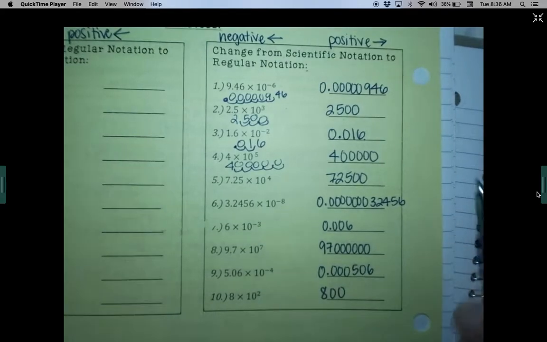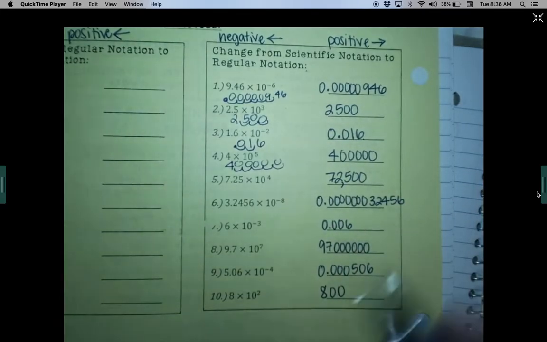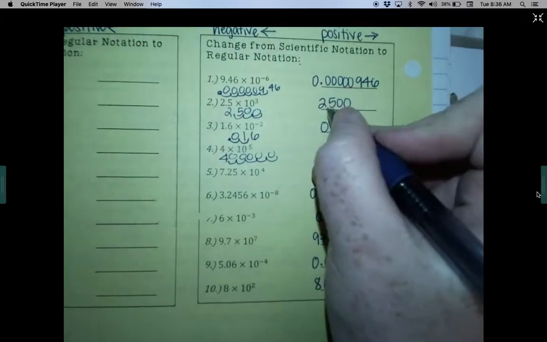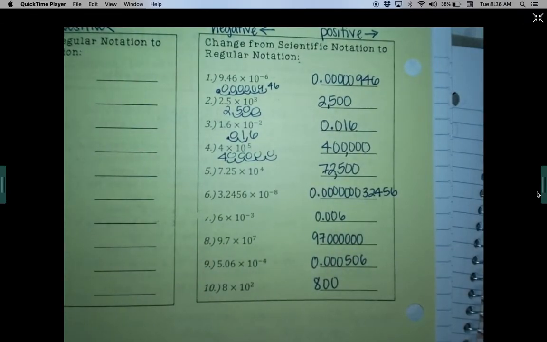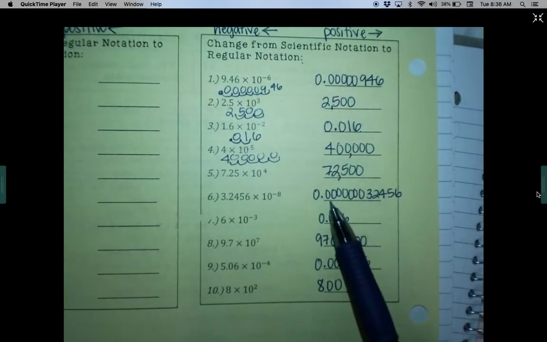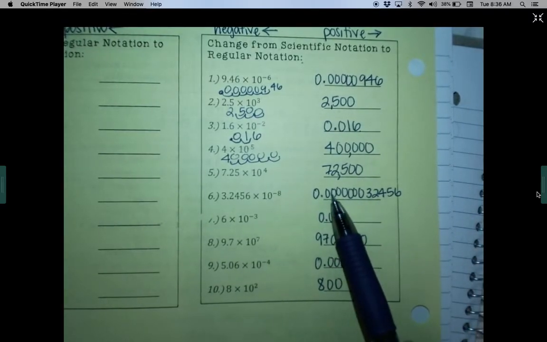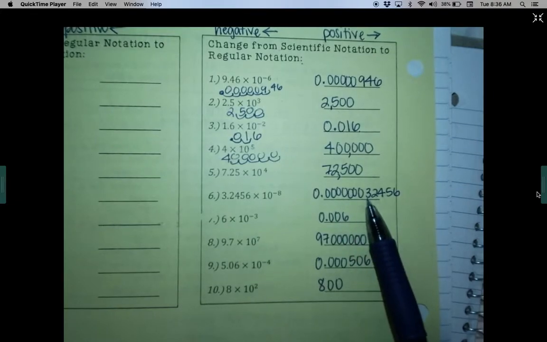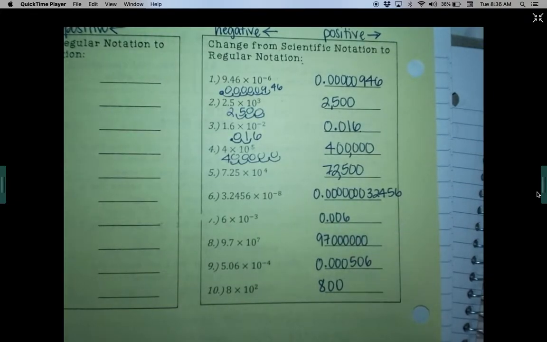7.25 times 10 to the fourth should be 72,500. Should put commas, that'd be easier. 6, you're moving your decimal 8 places to the left. So this is a pretty long decimal. 0.0000003245.